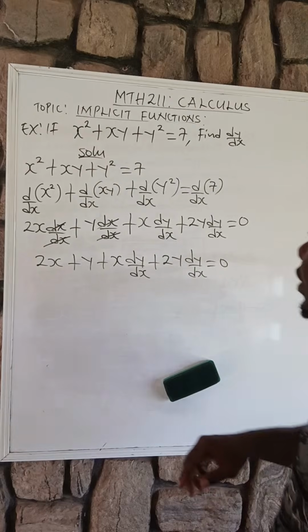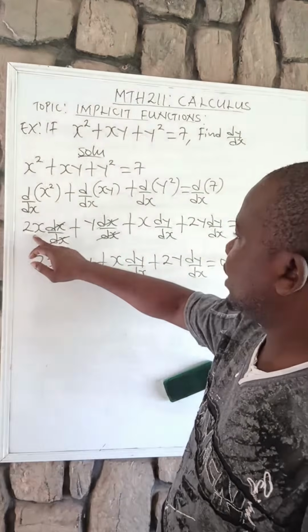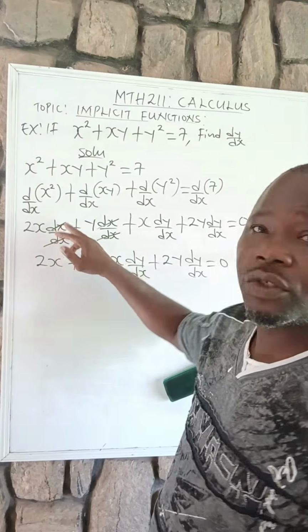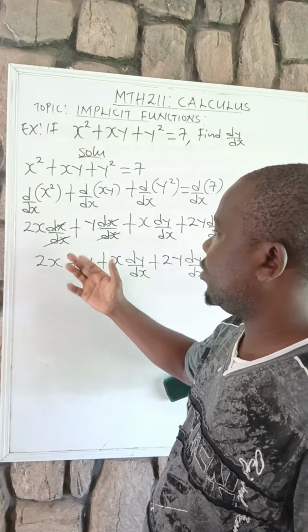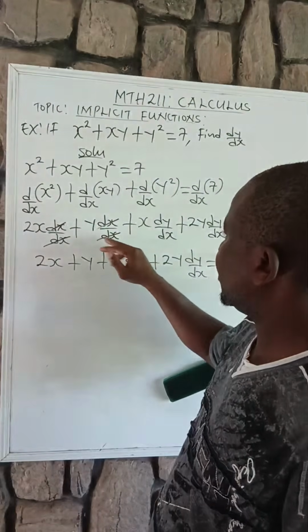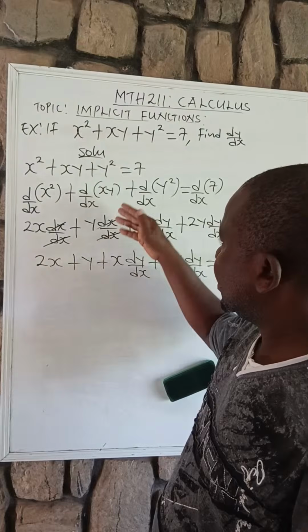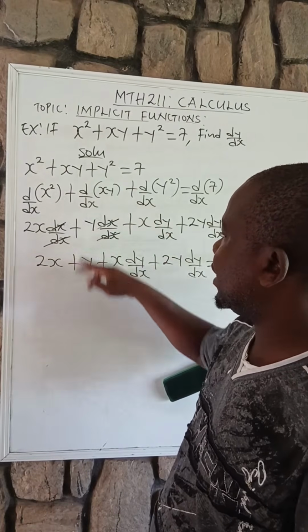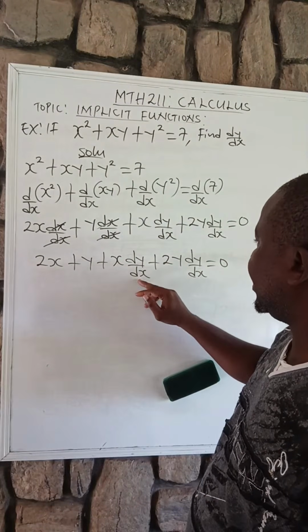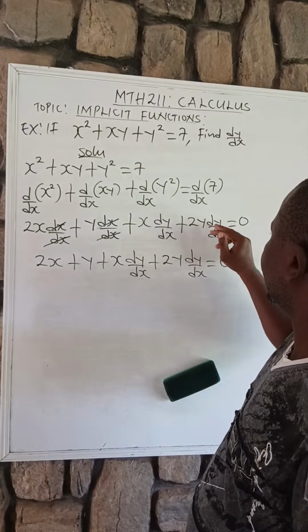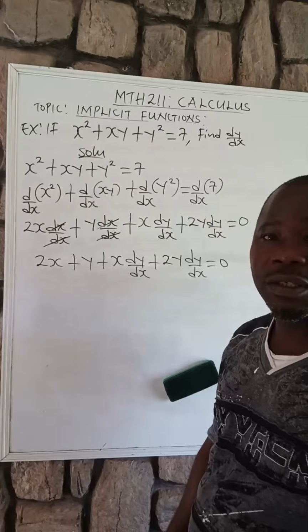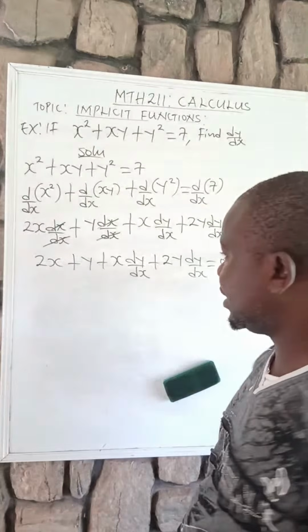Oh, look at it here now. Look at it. We have 2x dx all over dx. Just like 2 divide 2 or 1 divide 1. Is it not 1? You use 1 to multiply 2x. Is it not 2x? Here we have y dx all over dx. The same thing, 1 divide 1 is 1 times y is y. Then we have x dy all over dx. Look at it, x dy all over dx plus 2y dy all over dx equals to what? 0. So what is that you don't understand again, please?